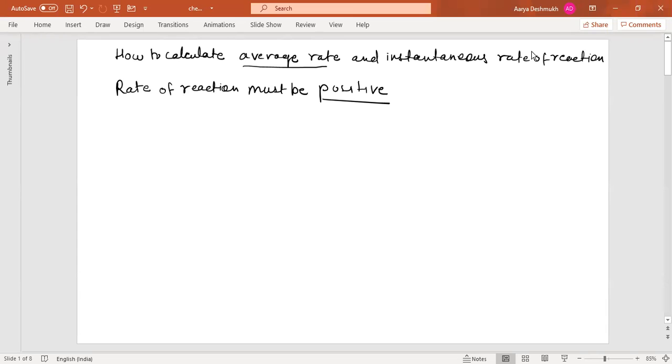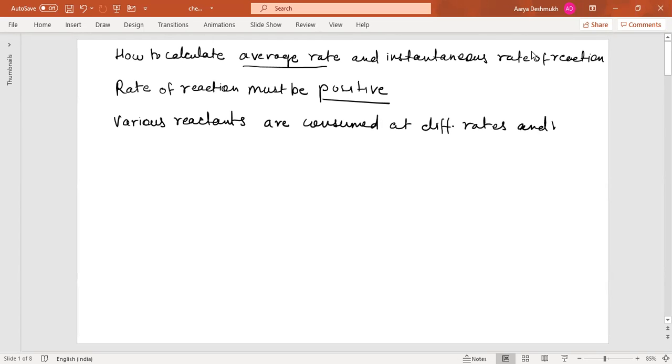So in such reactions, various reactants are consumed at different rates. So the rate of consumption of each reactant might be different. And obviously the various products which are forming are formed at different rates. So the rate of formation and the rate of consumption are different.